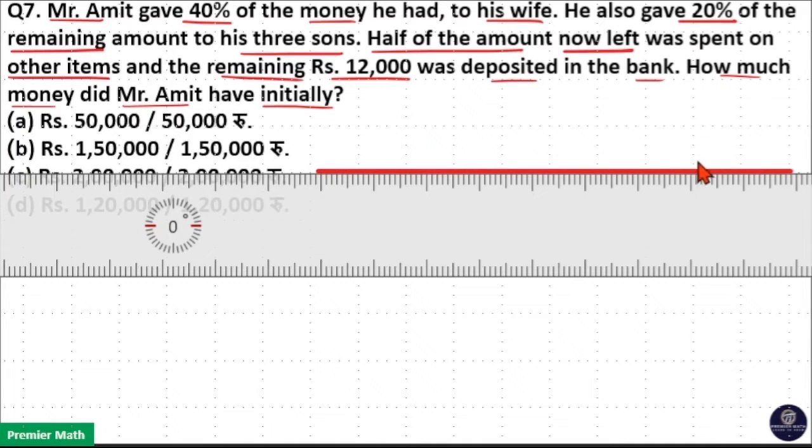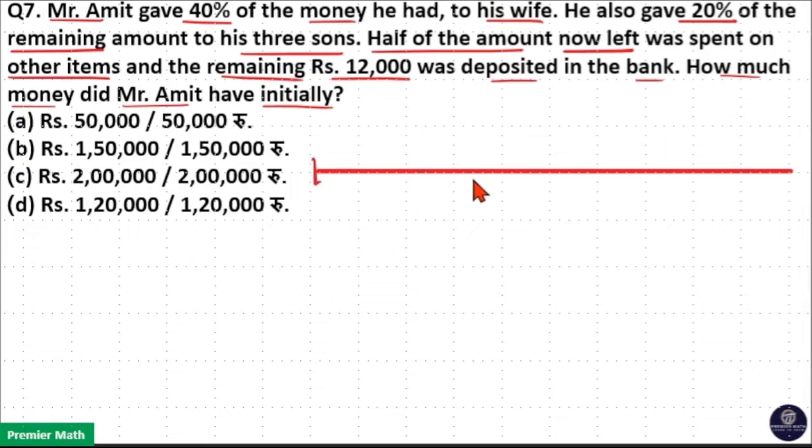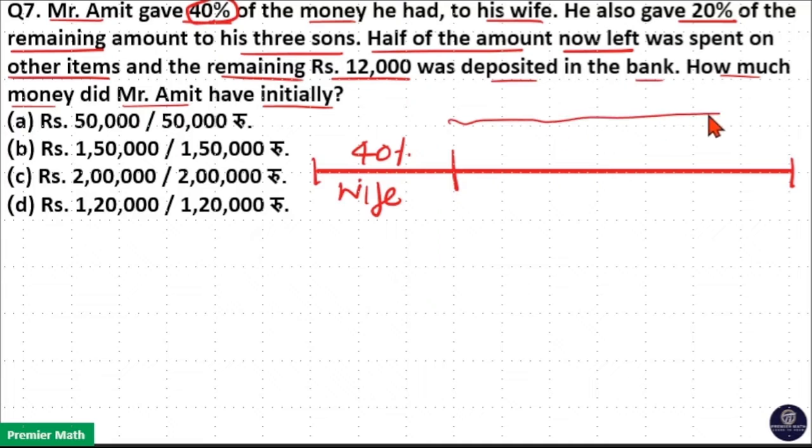Let us consider Mr. Amit had 100% money initially, and 40% of the money. Here 40% of the money he gave to his wife. Then remaining is 60%.